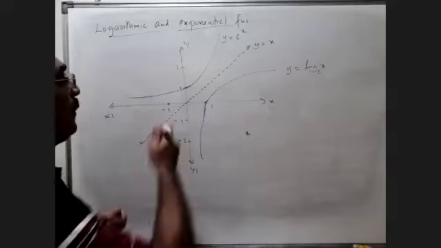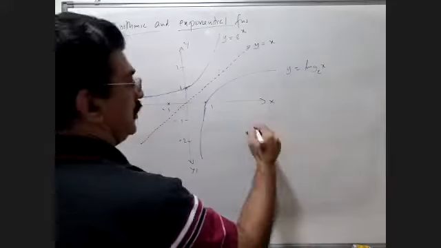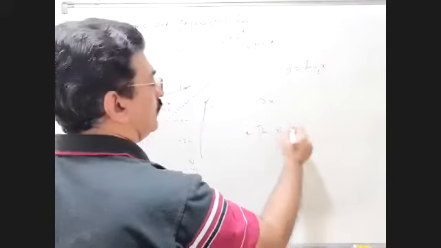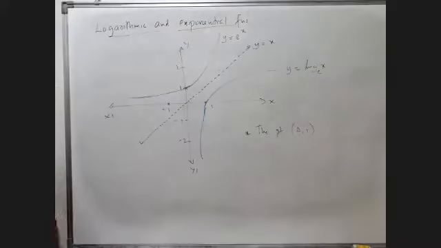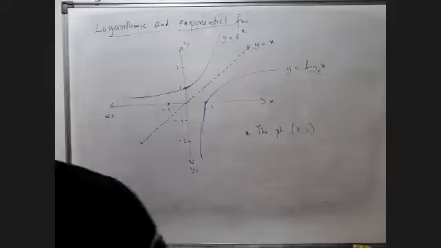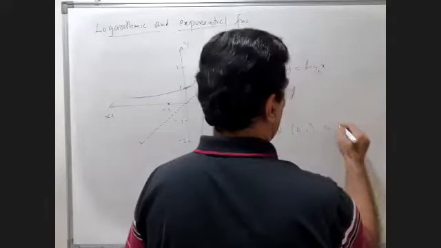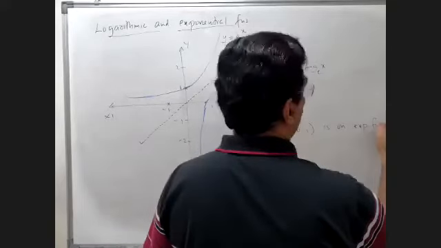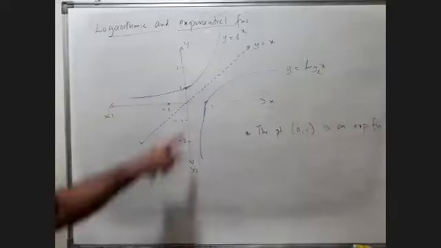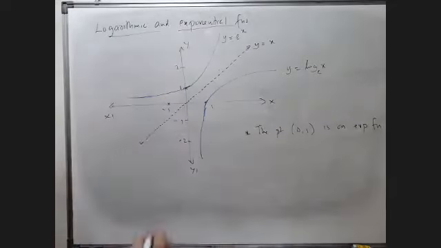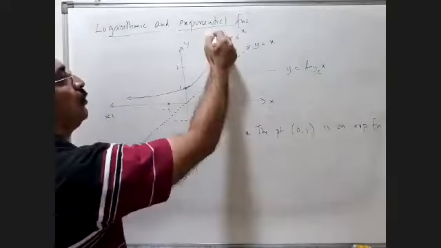You can observe one thing. The point (0, 1) is on the graph of the exponential function. You can see (0, 1) is on the exponential function.